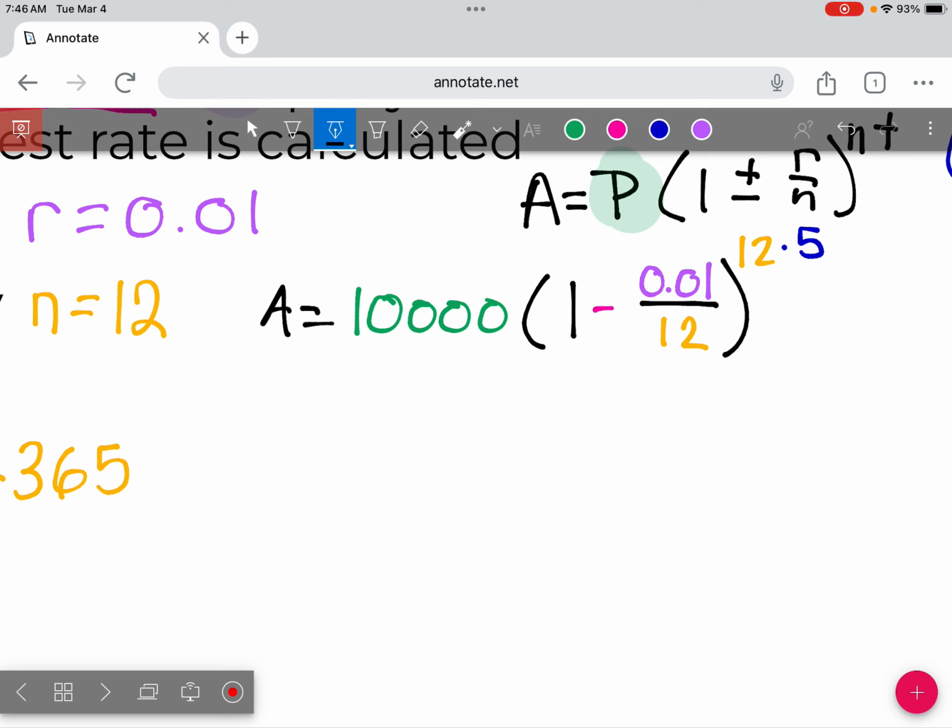The one thing I want us to see when it comes to the simplifying is that when we do that 1 minus our fraction of the 0.01 over 12, we get a number that is less than 1. This is a decay. It's a very slight decay because we're at 0.9916666, but it is decaying. It's getting smaller and smaller and smaller, just very slowly.